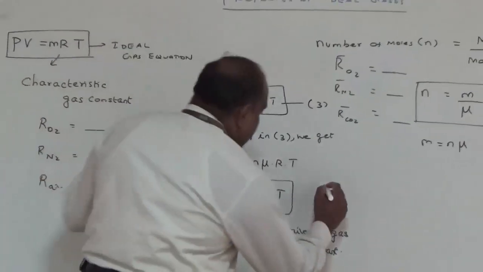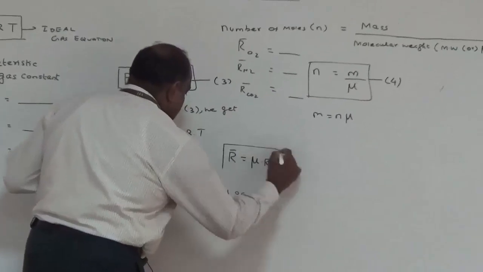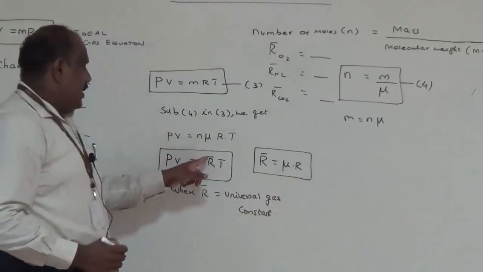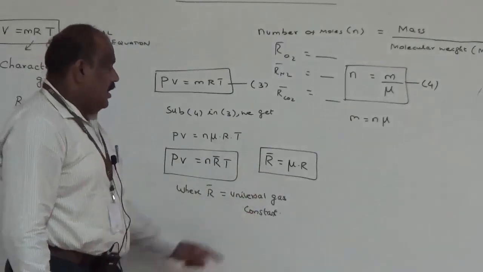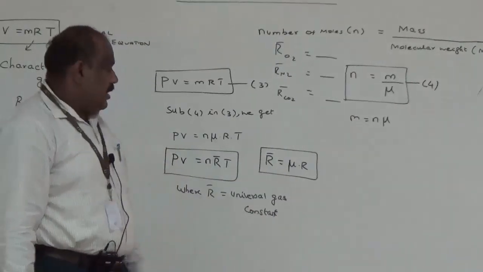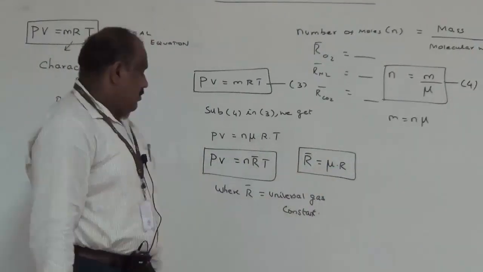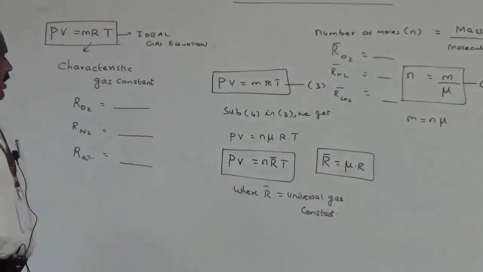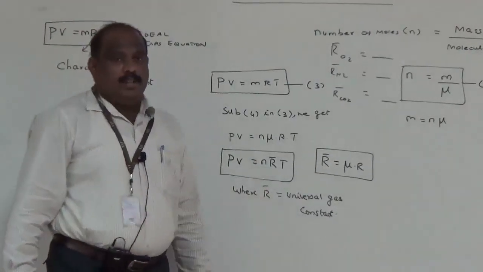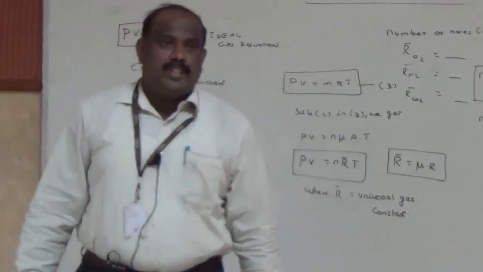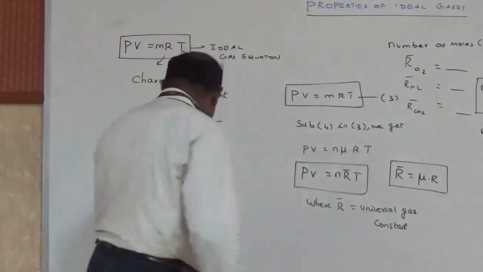And R bar is given by mu into R. So we can see here, I replaced mu R with R bar. So this R bar is nothing but the universal gas constant, R is the gas constant, and mu is the molecular weight. So R bar will be given as mu into R. And in most of the classes, when I asked the students what is the unit of n, they used to say that n has no unit, it is a constant, it is a number of moles. But it's not right.